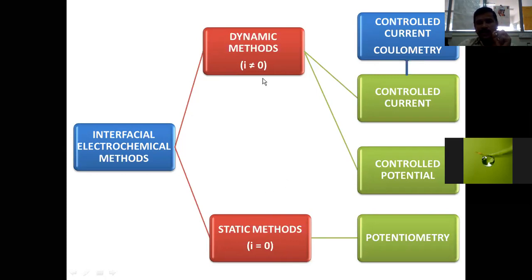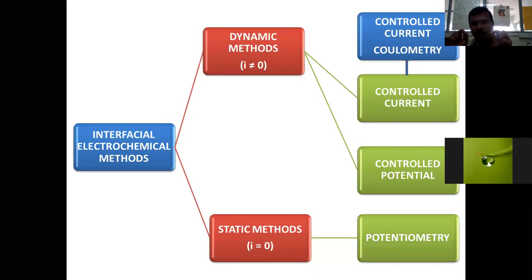In contrast to the static methods, there are dynamic methods, in which there is a generation or passage of non-zero current. The current will not be absolutely zero; it must be greater than zero or less than zero, whatever it is. So the passage or generation of non-zero current through the solution or through the electrode will be seen in dynamic methods.